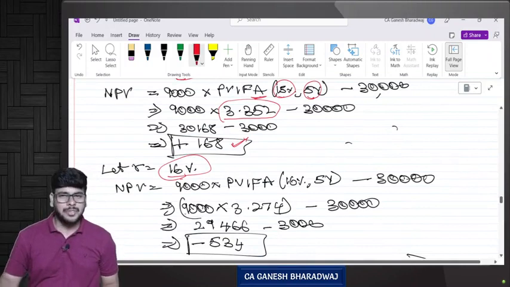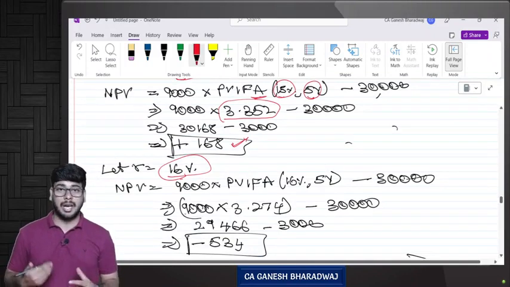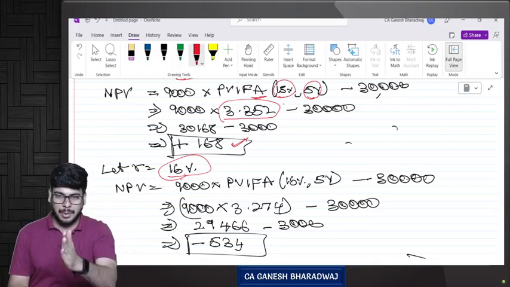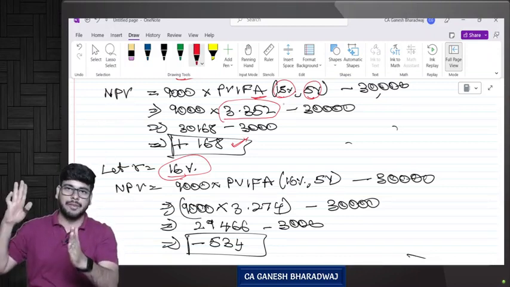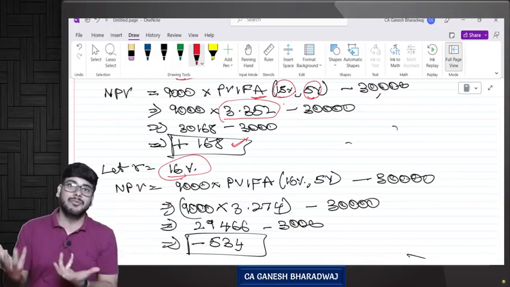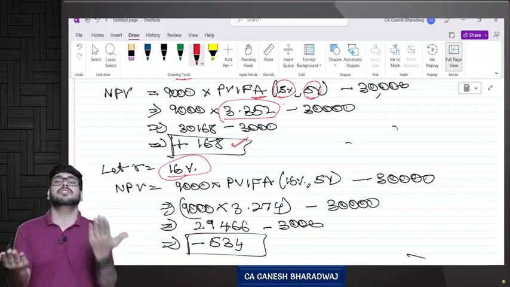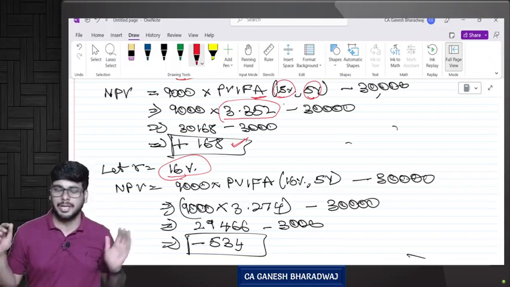Fine. So in the exam, generally they will give you hints. How will they give you the hints? They will give you present value interest factor of annuity for 15%, present value interest factor of annuity for 16%. With this itself, you will know the factors for which rates they have given. With this itself, you know that based on these two rates only, interpolation needs to be done. Are you clear with this?